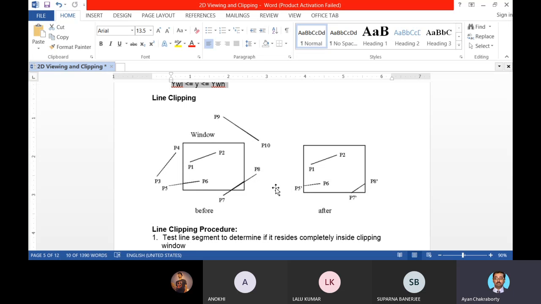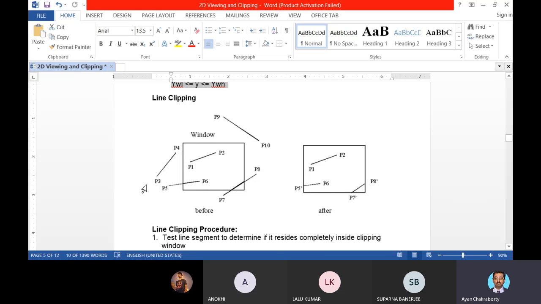So there are three types of visibility we have in clipping operation. One is complete visibility, another is partial visibility, and the third one is complete invisibility, which is completely invisible. Is it clear to all of you?